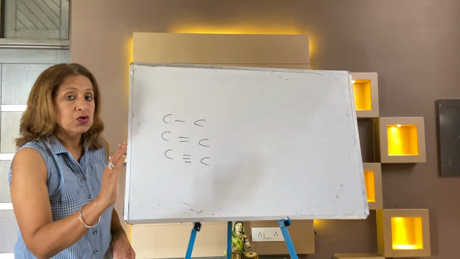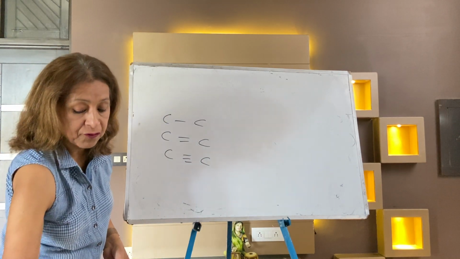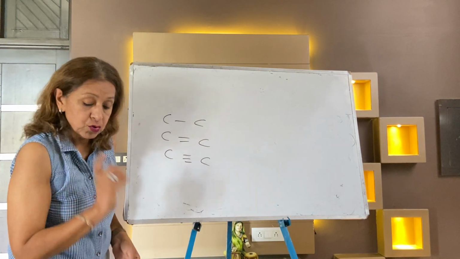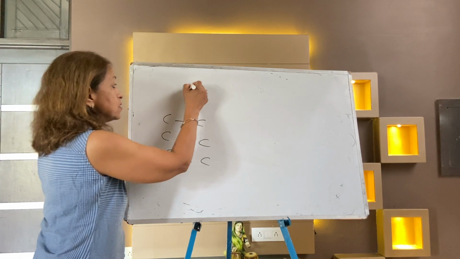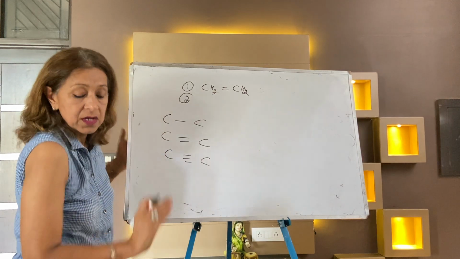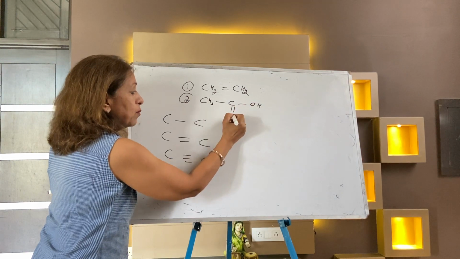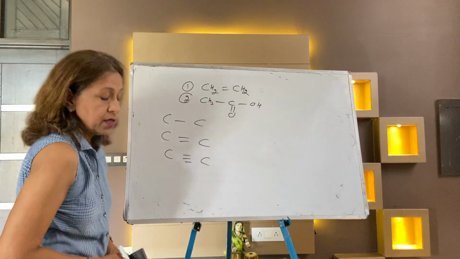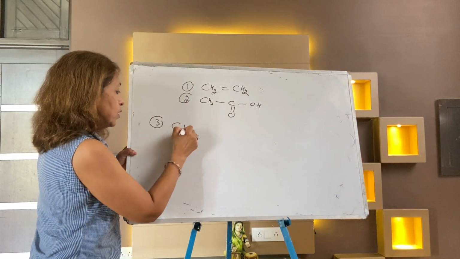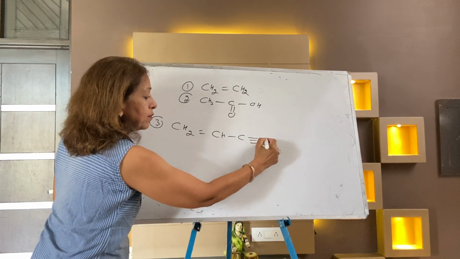So I'm taking one MCQ, question number one. Identify saturated and unsaturated from the following. I'm just starting from the basics. The first is CH2 double bond CH2. The second is CH3 single bond COH double bond O. The third is CH2 double bond CH, single bond C, triple bond N.